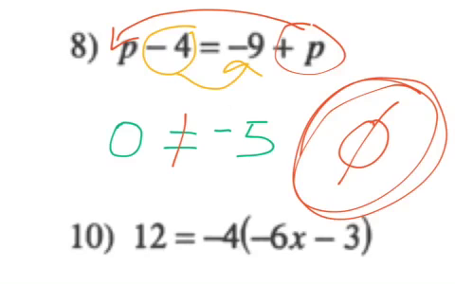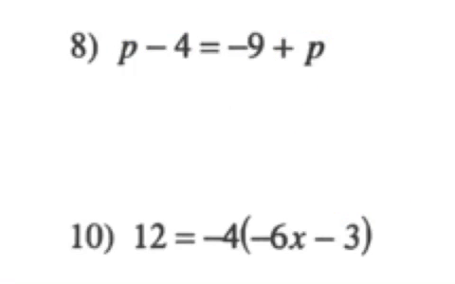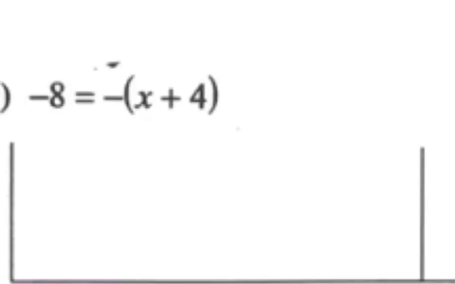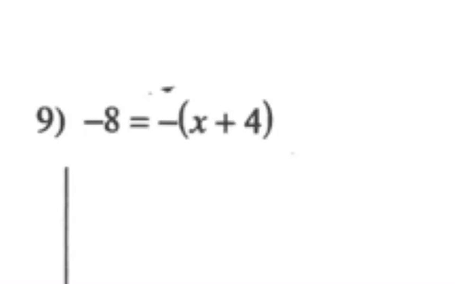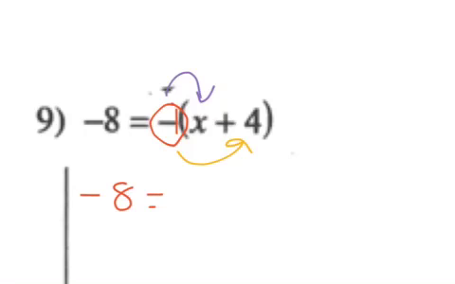Number 9. What we're doing is we're multiplying through by a negative 1. This is our distributive property. Negative 1 times the first term and negative 1 times the 4. We have to clear our parentheses before we can do anything else with this problem. So what you would first rewrite is negative 8 equals a negative 1x plus a negative 4. Or you might have just said minus 4.